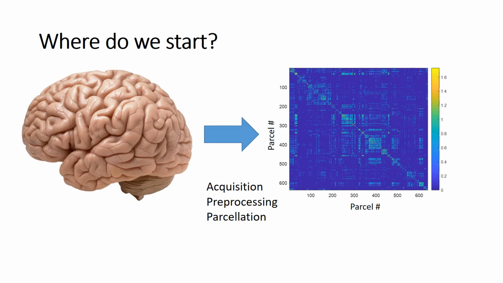So for this lecture, I'm assuming that we've already acquired our functional brain imaging data. We've done the pre-processing. It's perfect. It looks beautiful. And then it has been parcellated using your favorite parcellation scheme. And then you've calculated functional connectivity pairwise between every pair of parcels. So we're going to start with this graph on the right, which you can call a functional connectivity matrix. And this can represent correlation or some other measurement between pairwise parcels in the brain.